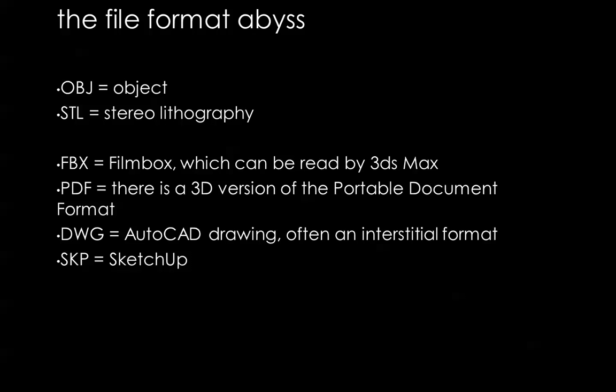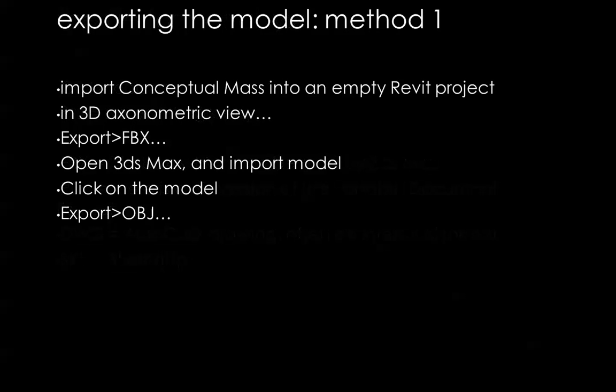Sometimes you use interstitial formats. You convert the file to one format and then convert it into OBJ. FBX, which is the Filmbox format, is one of those. Sometimes DWG or SKP are used. Those are AutoCAD and SketchUp, respectively. Anyway, method number one is a little complicated, especially if you don't have the software on your computer.